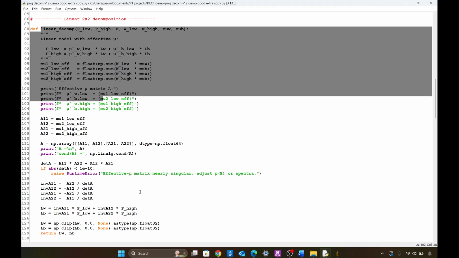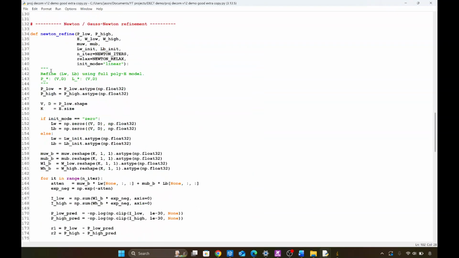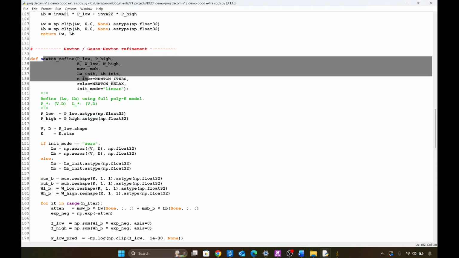a Newton iterative refinement. And here is the refinement function. For each ray, we will compute the predicted low and high energy projections, then evaluate the residual, compute the Jacobian, and then update the water and the bone path lengths.